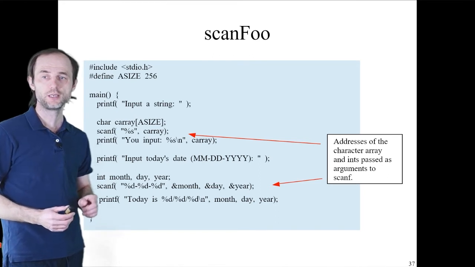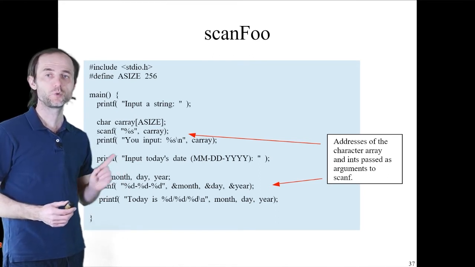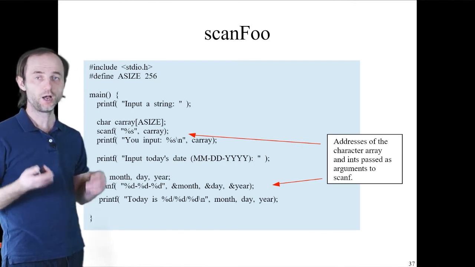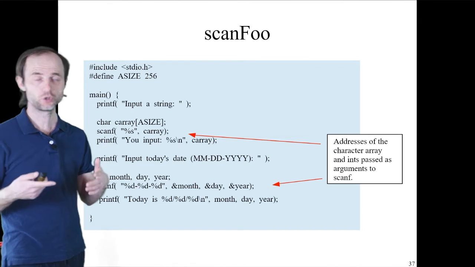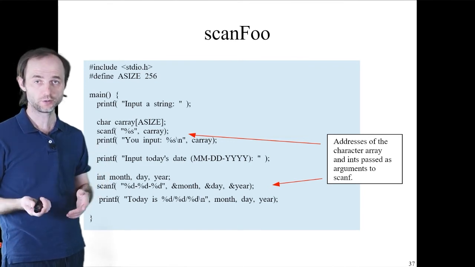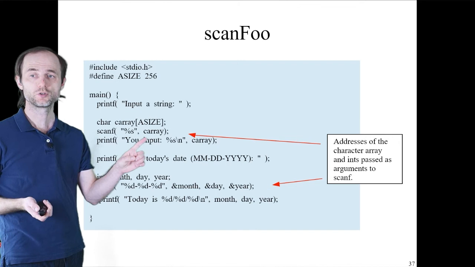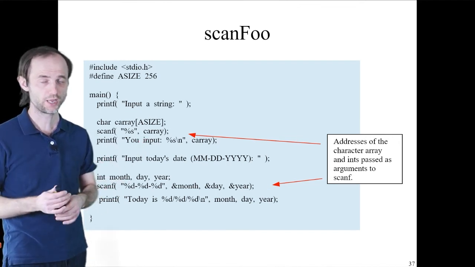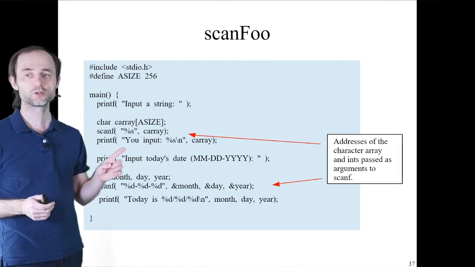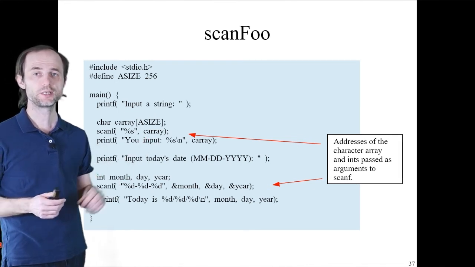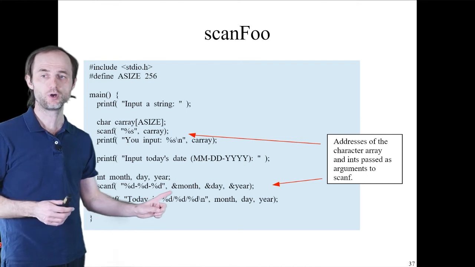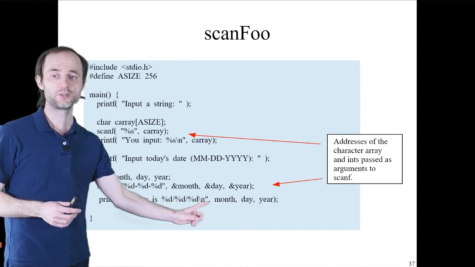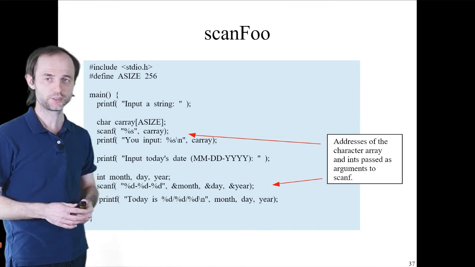Notice that in both cases, whenever we use scanf, we provide the addresses in memory where scanf is going to place the values of the parameters. So for instance, here, CArray is actually the address of the first element of our array of characters, and so that's why we put in CArray in there. In the case of the integer variables, we're going to provide the address of the month, the day, and the year using the ampersand signs.